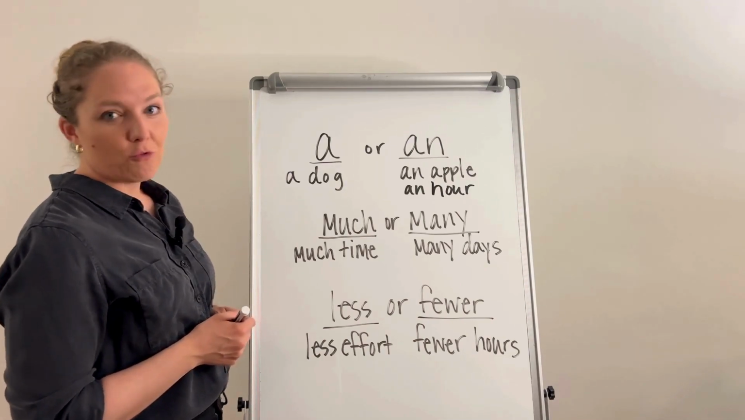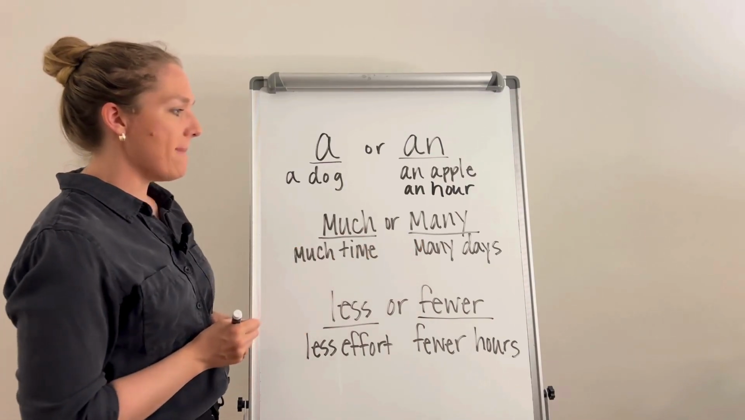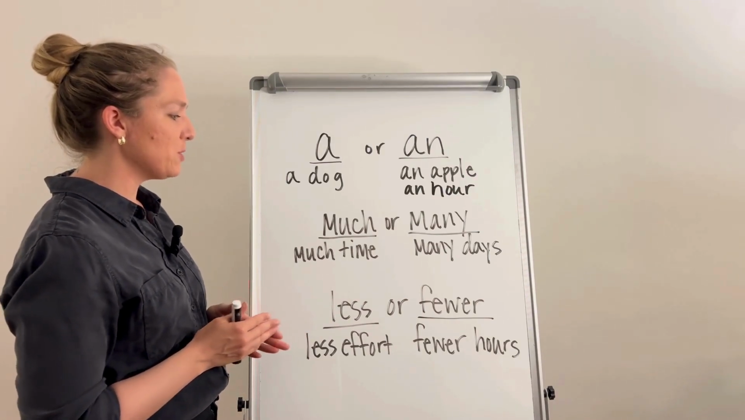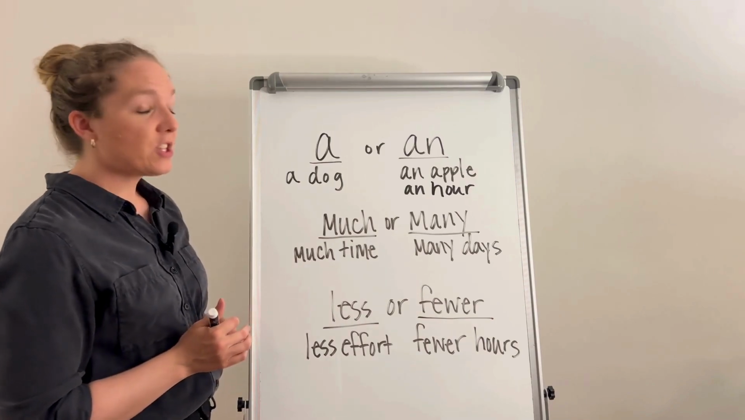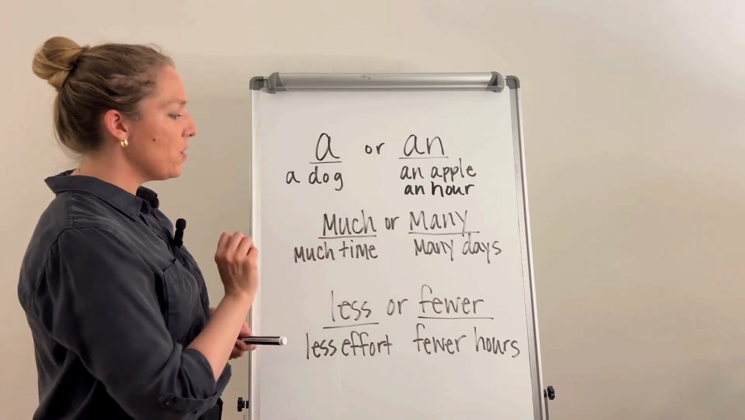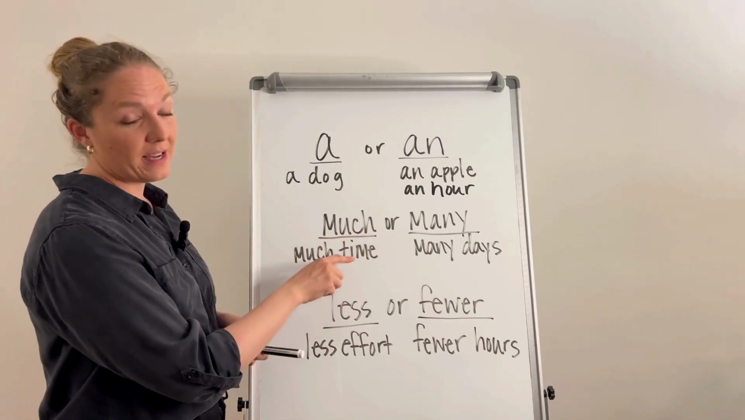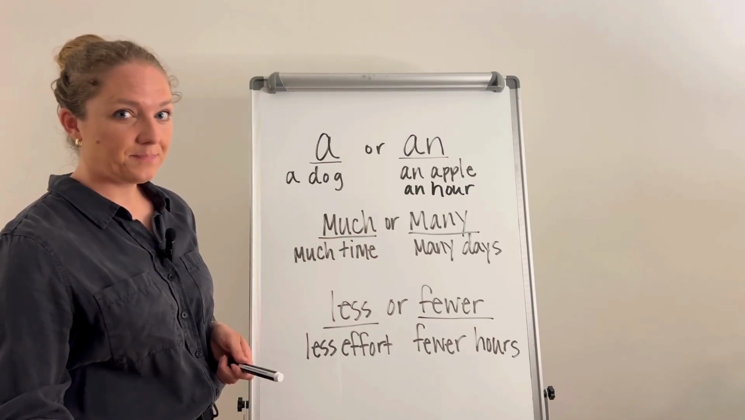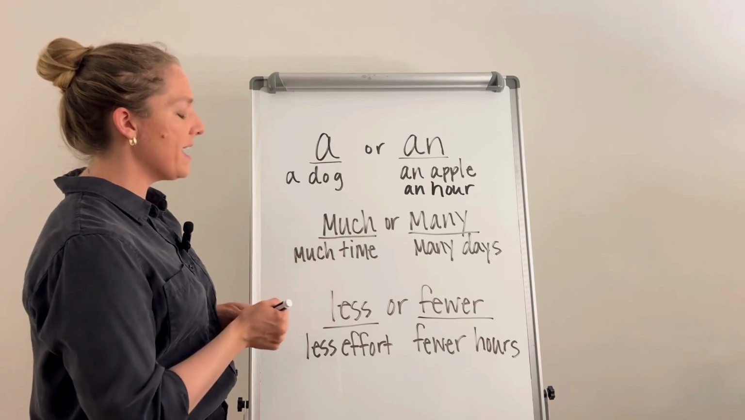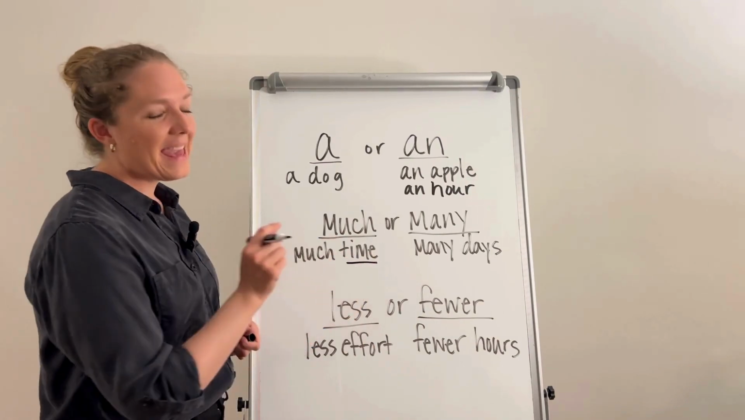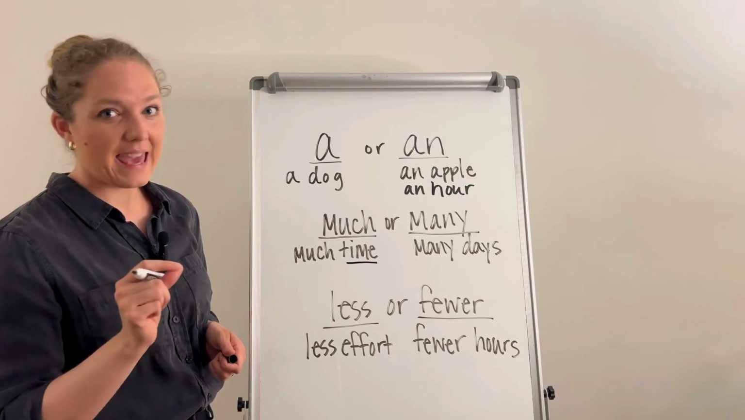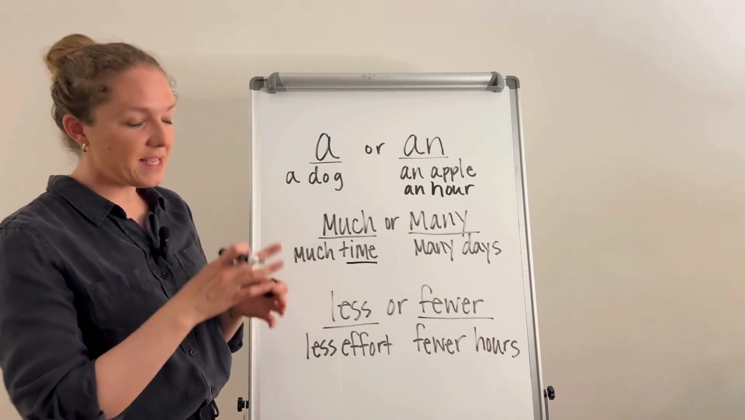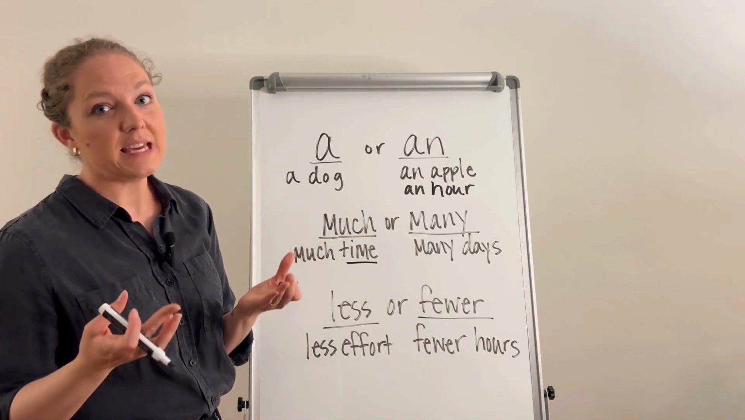And the next pair of words is much or many. And this is more of an intermediate skill in English to understand the difference between much or many. So we use much when we are talking about a noun. Again, a noun is a person, place, thing, or idea. We use the word much when we have a noun that cannot be counted. So much time. Time is a concept that cannot be counted.